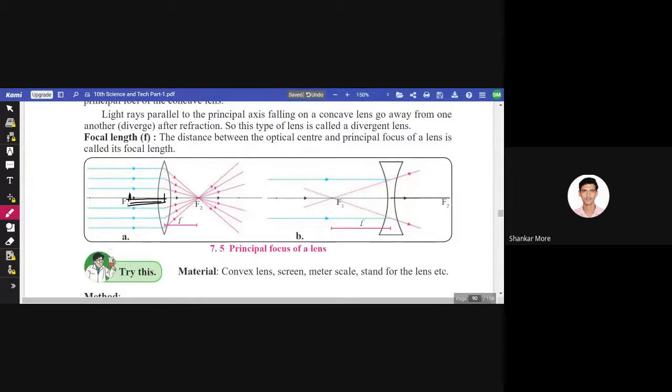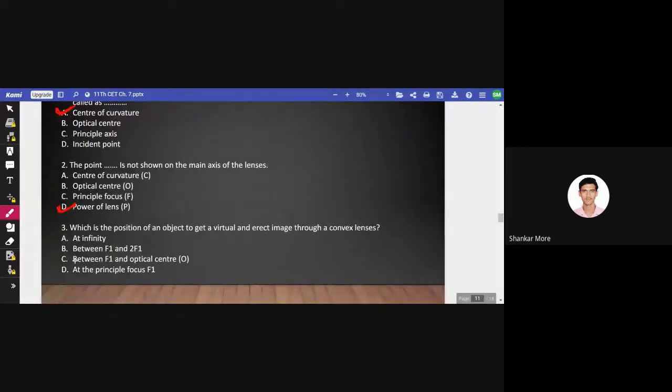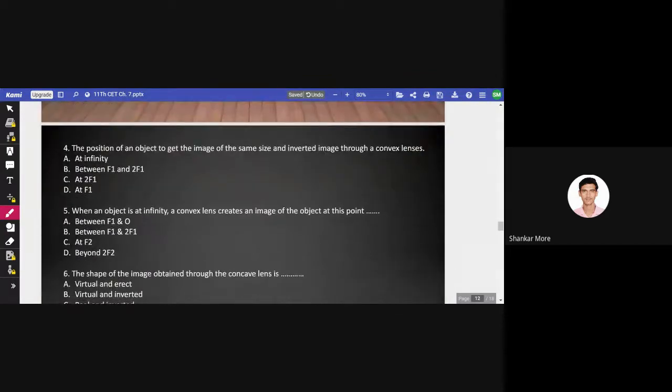So then we'll get the image virtual and erect. So this is the correct point. Okay. So next one, the position of an object to get things done.